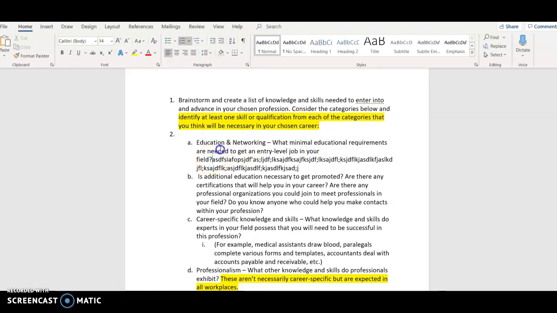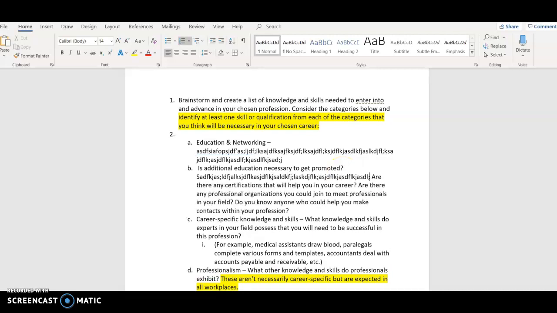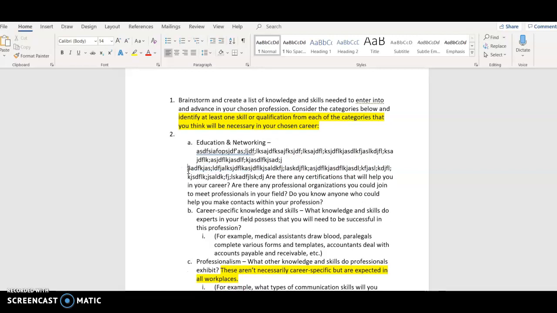Then I would erase that part of the question and get rid of it. Okay, so I know that part of the question is done. Then I would answer the next part of the question. Is additional education necessary to get promoted? Boom. Again, I'm just typing crazy here to show you what it might look like. And then I am going to erase that part of the question and backspace it. And so now it's part of that paragraph, right?